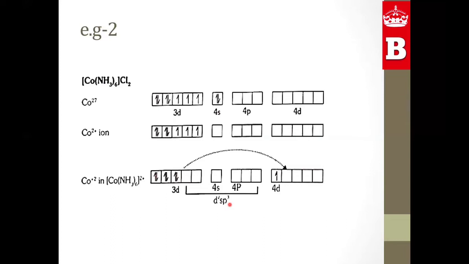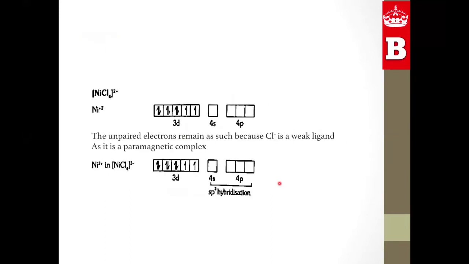Diamagnetic or paramagnetic? Here there is one unpaired electron, so definitely it is a paramagnetic one.